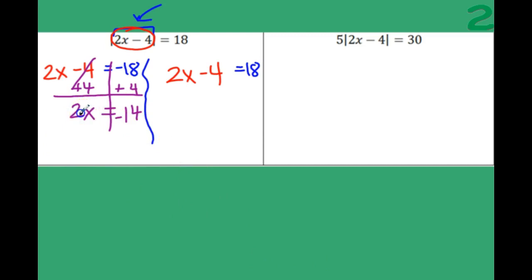And then last, the opposite of multiplying by 2 is divide by 2. So you have x equal to, because 2 over 2 is just 1x, you can just put x. A negative 14 divided by 2, which is just negative 7.